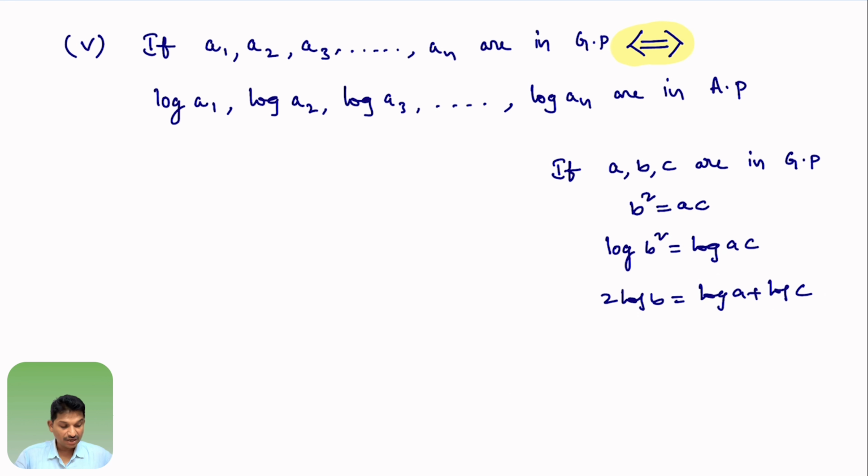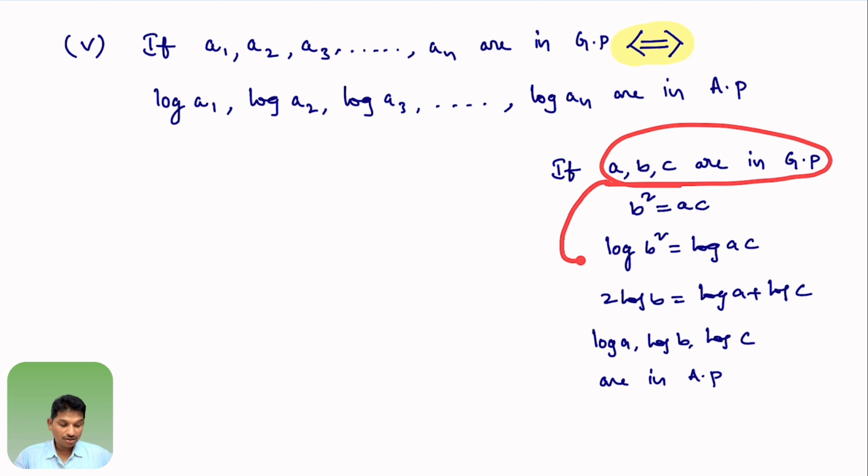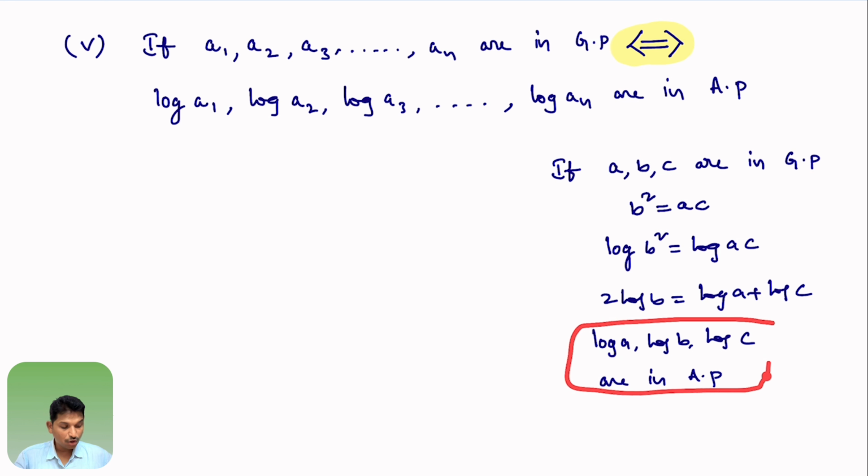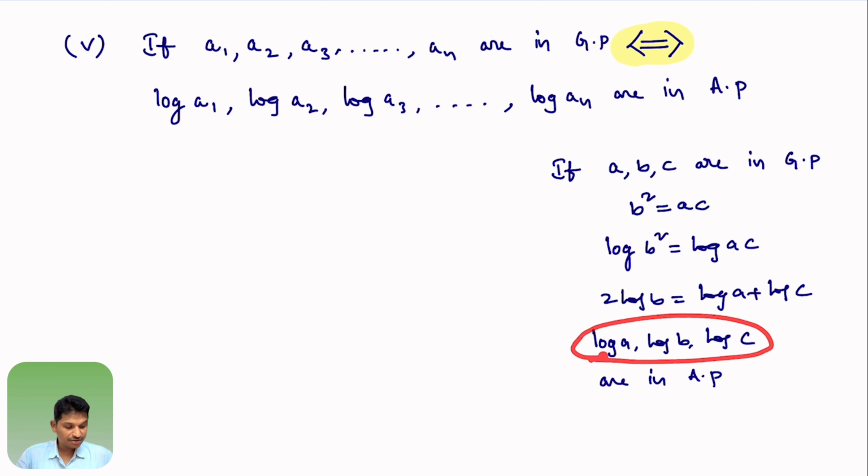That means if A, B, C are in GP, then logarithm of A, logarithm of B, logarithm of C are in arithmetic progression. And observe this is an if and only if condition. If A, B, C are in geometric progression, log A, log B, log C are in arithmetic progression. If they give log A, log B, log C in arithmetic progression, and you remove the log of each term, whatever you get will be in geometric progression. This is an if and only if condition. The same, see, log A, log B, log C are in AP. They give it like this, then we will have this condition.